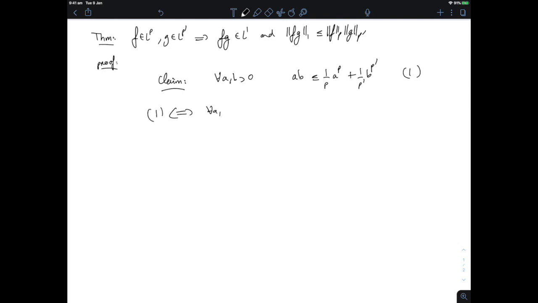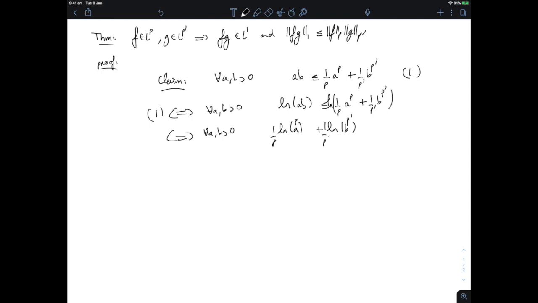This fact 1 is certainly equivalent, if I take the log on both sides, to log of ab being smaller than log of 1 upon p times a to the p plus 1 upon p prime times b to the p prime. That's because log is an increasing function. And then you can use properties of log to make the left-hand side look a bit more like the right-hand side. You can write that as log of a plus log of b, but you might as well raise a to the p, then divide by p, and raise b to the p prime and divide by p prime, smaller than this.